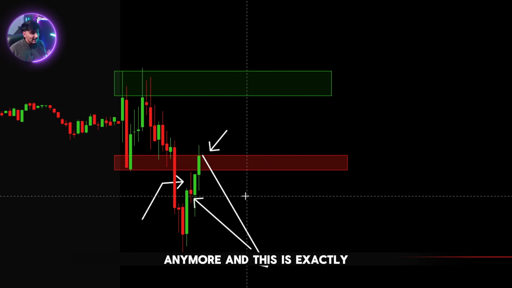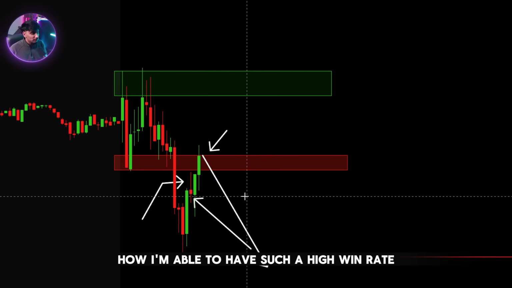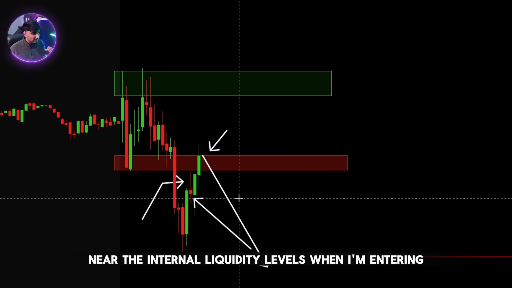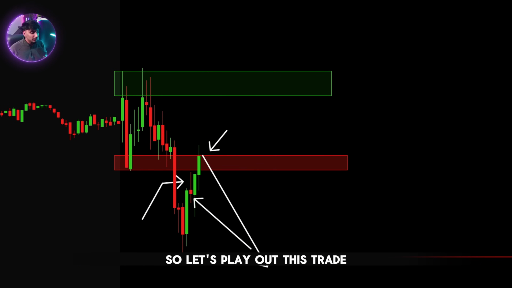And this is exactly how I'm able to have such a high win rate, by understanding who is in control, buyers or sellers, near the internal liquidity levels when I'm entering. So let's play out this trade.